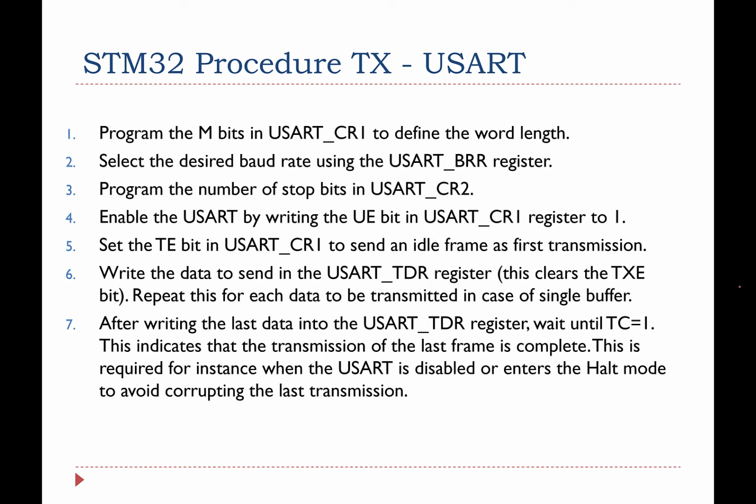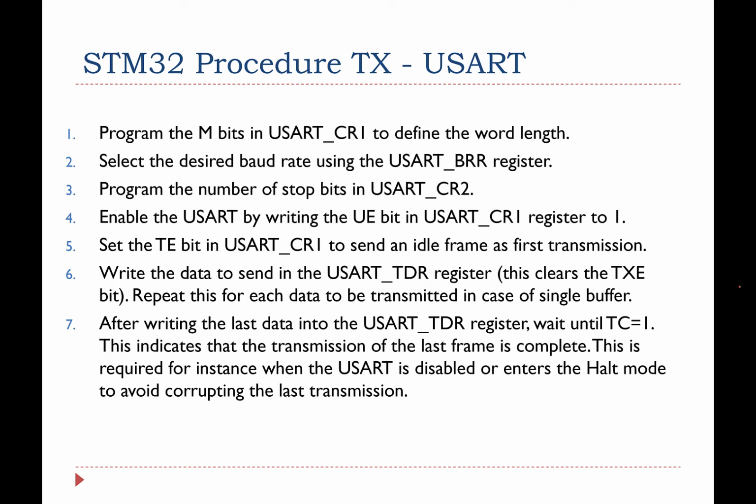So first it says program the M bits in the CR1 register for the USART. That will define the word length. Then we have to select the desired baud rate using the BRR register. We already talked about how you need to go about that process using that formula. That also includes if you're doing oversampling and all that sort of stuff. That's how you have to decide on the BRR value.